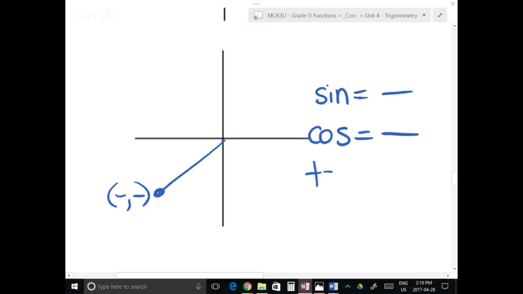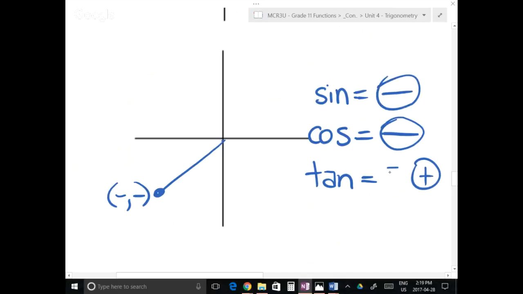And what about the tangent? Positive. Why is it positive? You're right, it is positive. It's a negative divided by a negative. That's not clear at all, but I have faith in you to figure out what that means. Don't let me down. There you go. Put it on the list.